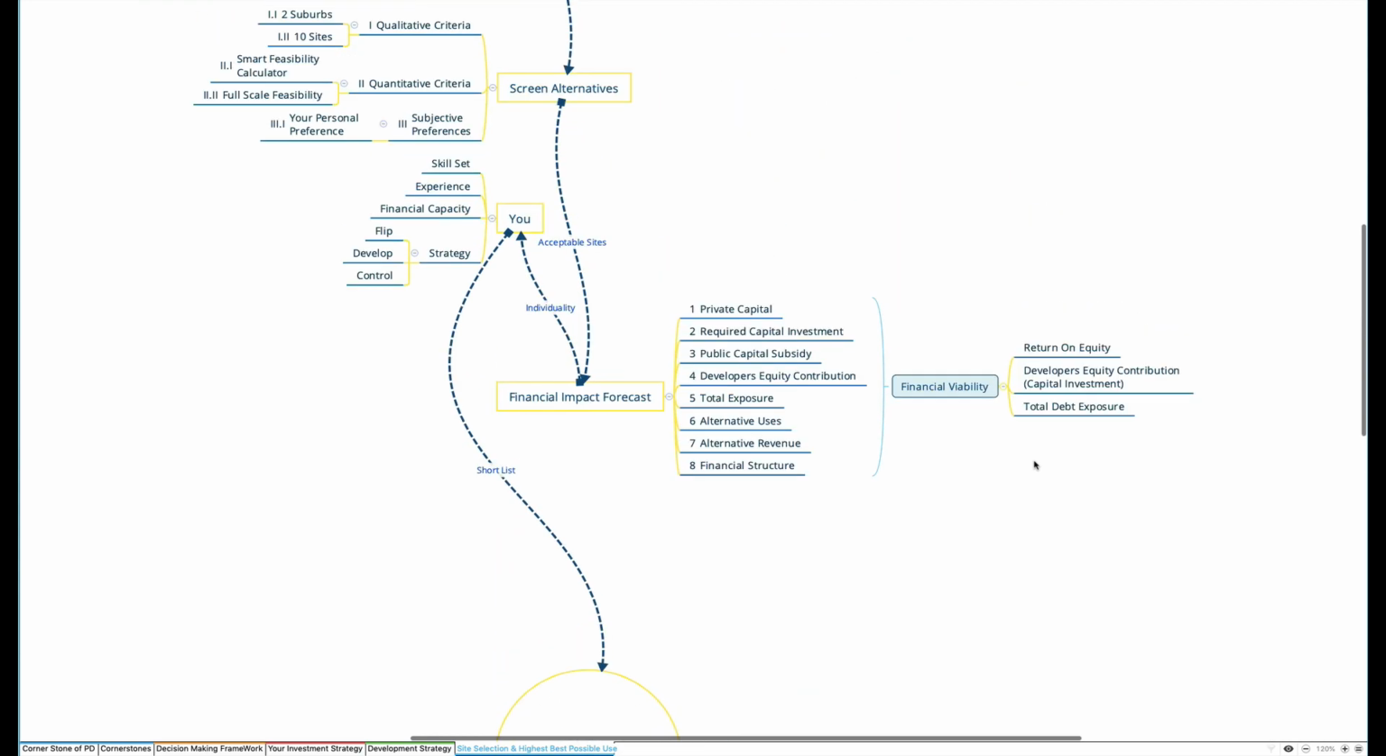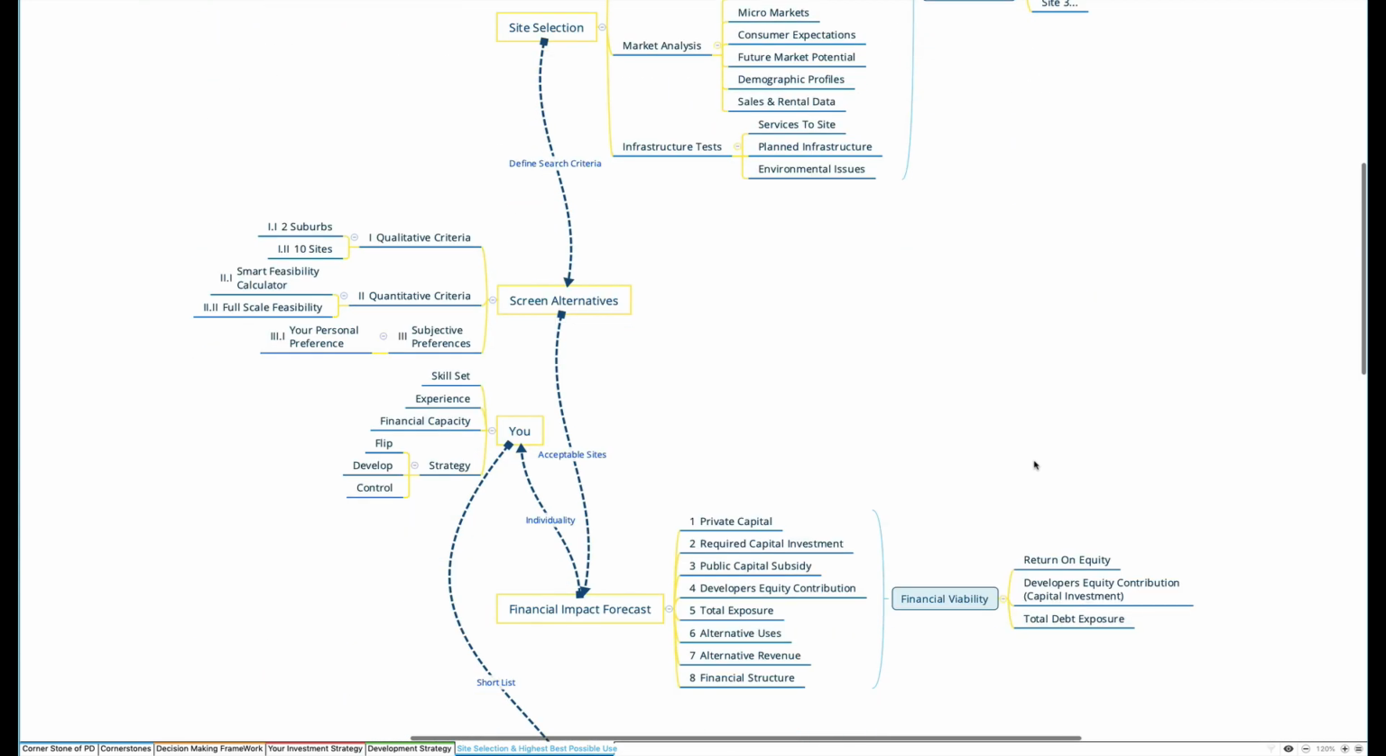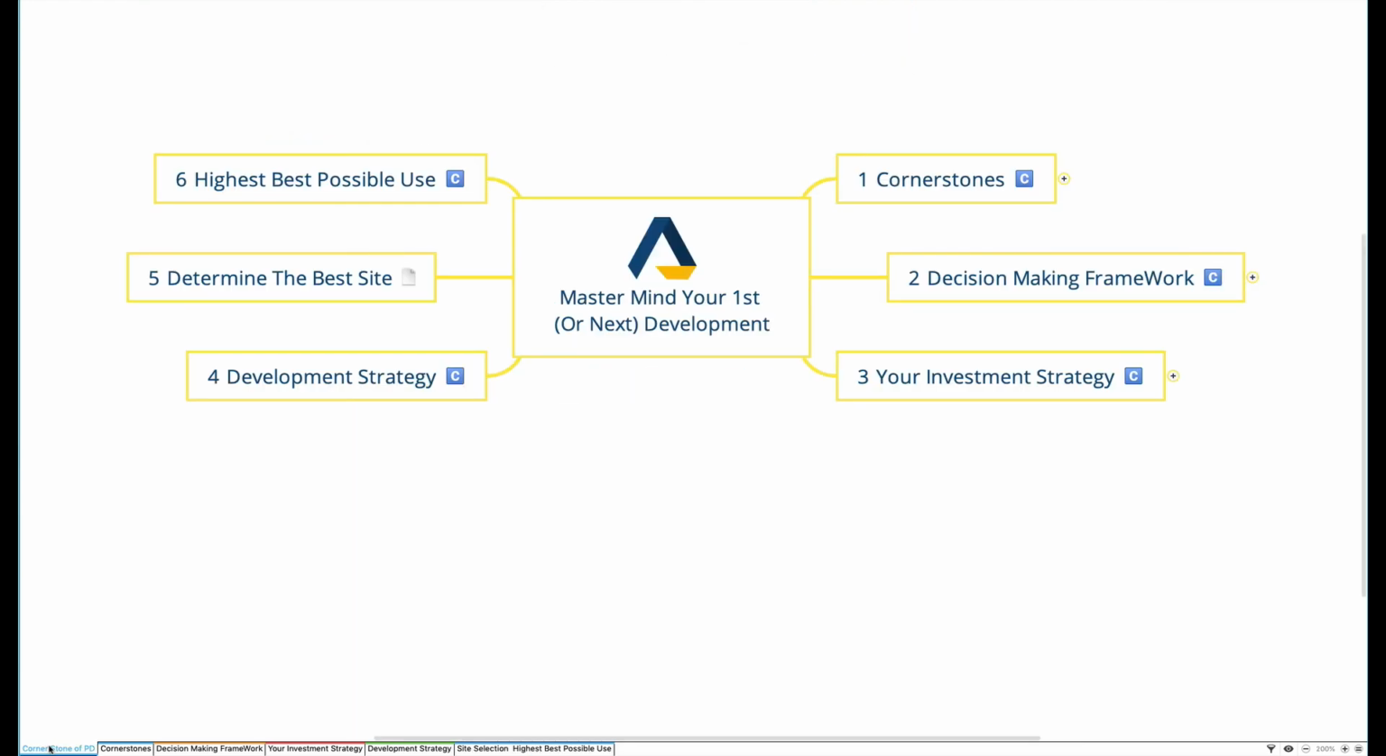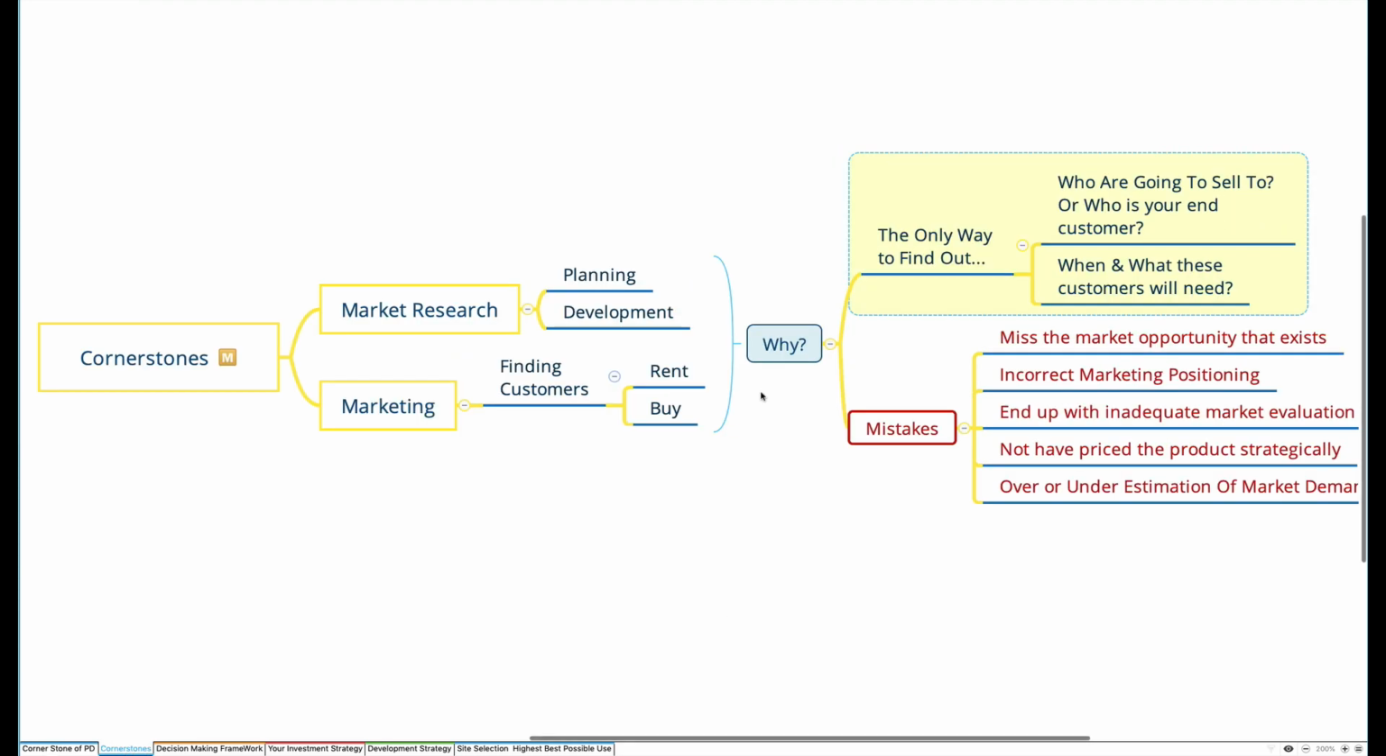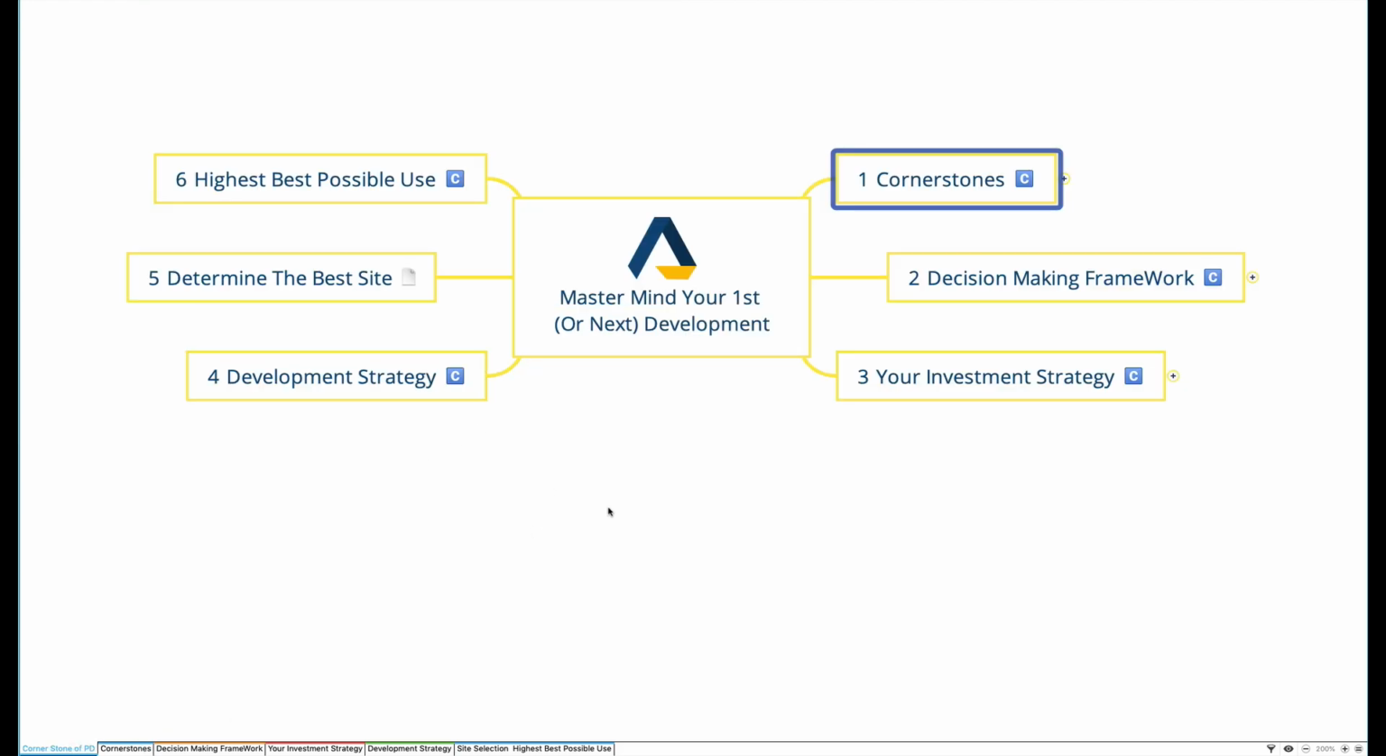So this is the end of Mastermind Your First Development, and in this we've gone through the 6 core cornerstones, or 6 pillars, of property development, which is your market research and marketing. So this is your entry and this is your exit. Your entry research would determine whether or not your product, who you're going to market it to, and whether or not it is going to be marketable to them.